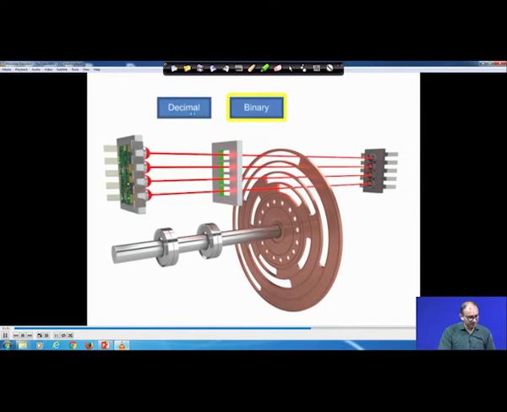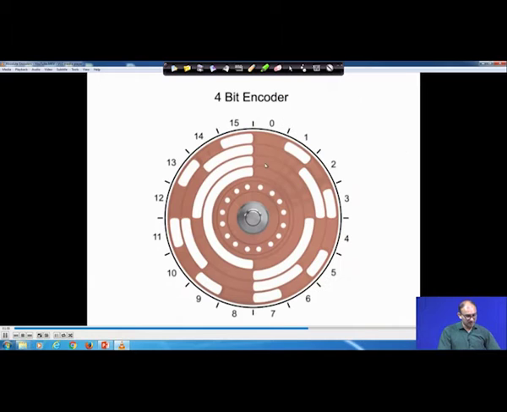Now there are 3 systems: one is the decimal system, another is the binary system, and another is the grayscale. From these 3 you have to find out which one is best suitable, because it will get the signal based on all these 3 systems. So, let us see how this works. This is the 4-bit encoder. 4-bit means it has 4 tracks.